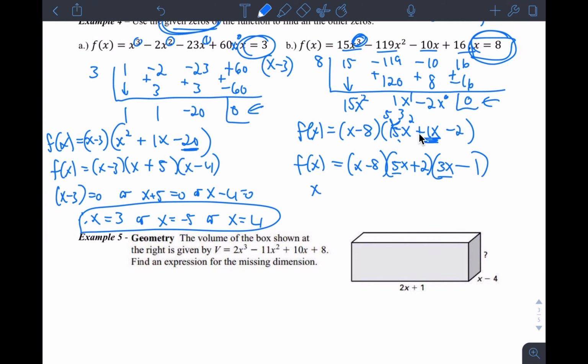And then I just say x minus 8 is 0, and then 5x plus 2 equals 0, and 3x minus 1 is 0. And you just solve all of that for x. And you get x is 8, x is negative 2/5, and x is 1/3. And so there are all the zeros of the function.